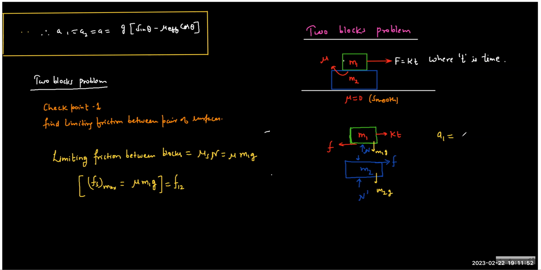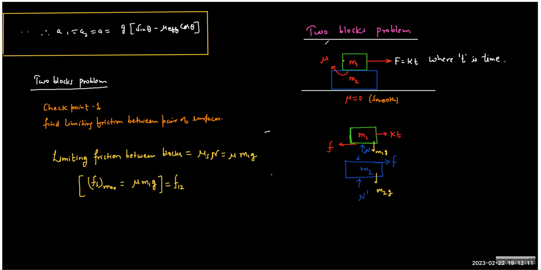So, come on guys. Minus mu M1 g by M1. No. You will only write F right now. You do not know whether they are slipping or moving together. So to write the value, I'll tell you how to write.